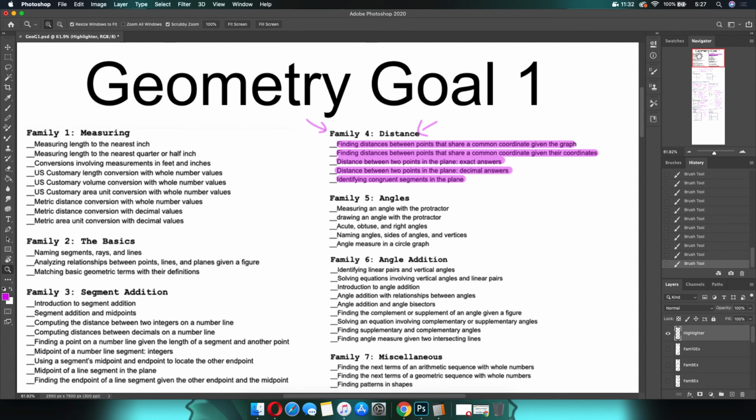Now that we're comfortable with all of the segments, next we're going to talk about some of the angles.